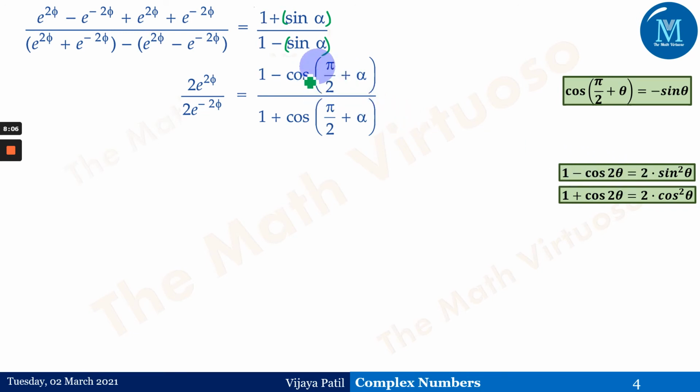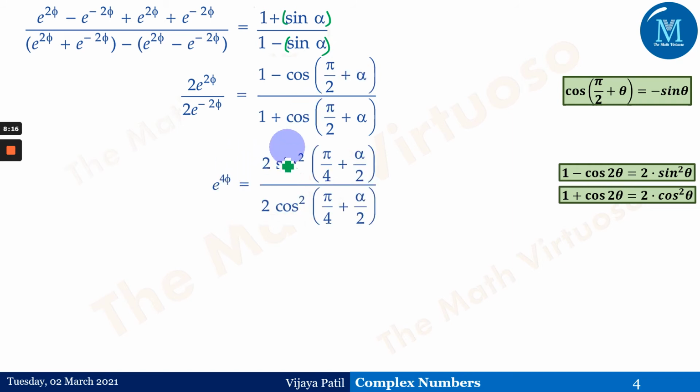If we observe here, the same formula will apply for the numerator as well as the denominator, wherein this 2 theta is nothing but pi by 2 plus alpha, and therefore we have to take the half angle of that, which gives e to the power 2 phi, so e to the 2 phi equals 2 sin square of pi by 4 plus alpha by 2 divided by 2 cos square of pi by 4 plus alpha by 2. This is what we have done. Now again, this is from the trigonometric formula which we were using so far.